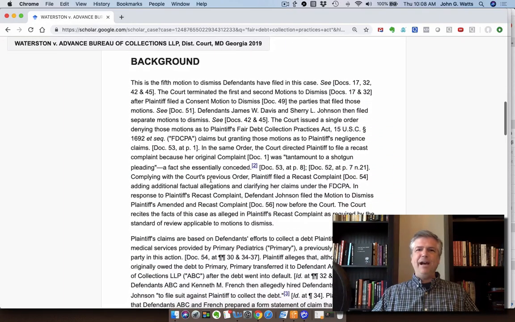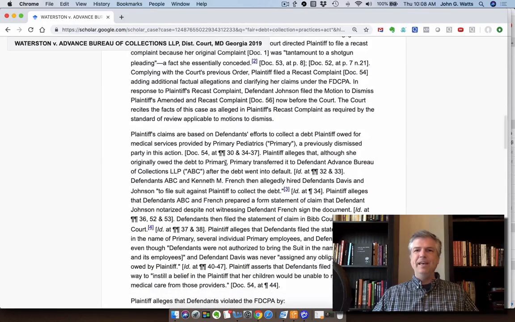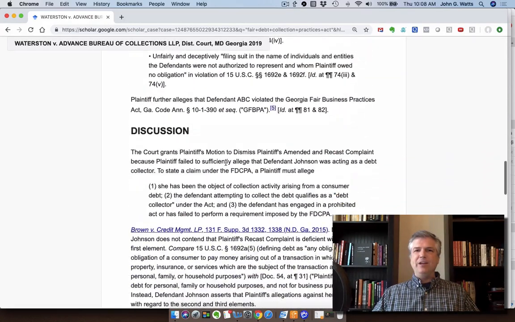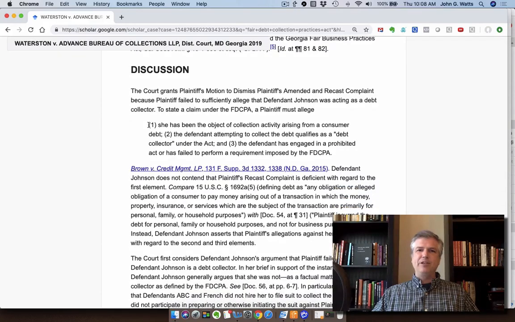And so the background of this is that I think this involves some medical debt, and the plaintiff sued multiple companies or defendants and said, all you guys are debt collectors under the FDCPA, Fair Debt Collection Practices Act. And so the court says, here are the three elements of a case against an abusive debt collector. And some courts will make this 4 elements, but it's all about the same thing.